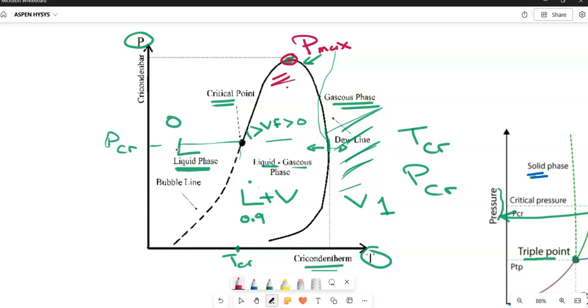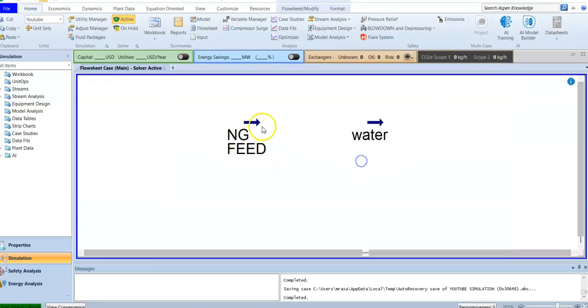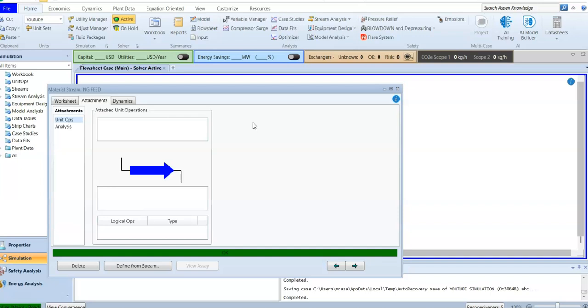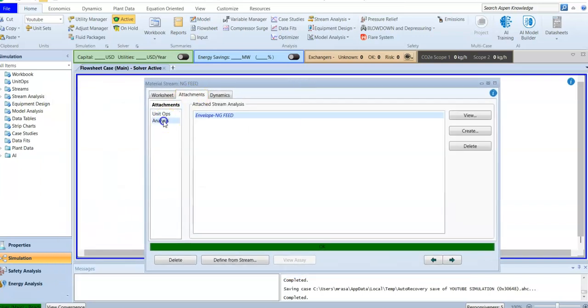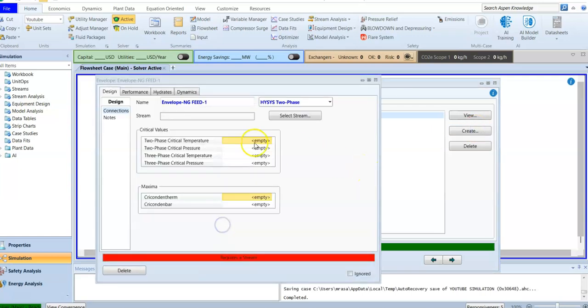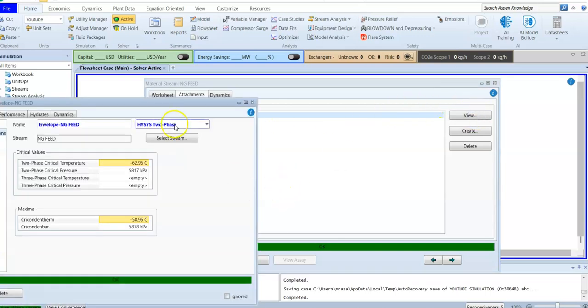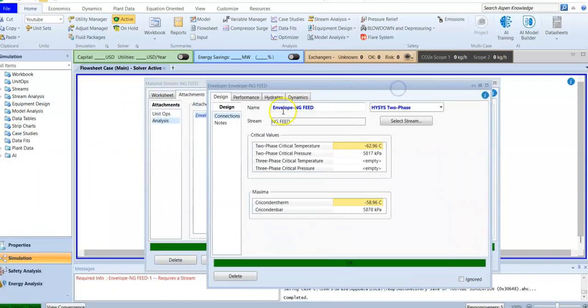Okay, so if we go back to our Aspen HYSYS, where we created our material stream before, and we enter the natural gas stream and go to attachment analysis, we have already created an envelope from here. We have already edited it before, so we don't need to create a new one because we already have one. To view it, we choose it and click view. So here this is our envelope for the NG feed.